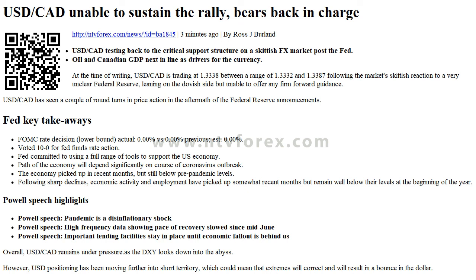Overall, USD/CAD remains under pressure as the DXY looks down into the abyss. However, USD positioning has been moving further into short territory, which could mean that extremes will correct and will result in a bounce in the dollar. On the other hand, if CAD's role as a funding currency were to increase, then it's potentially lower for longer, especially if the oil market dynamics improve for the Canadian economy.